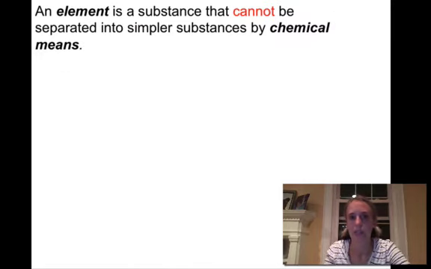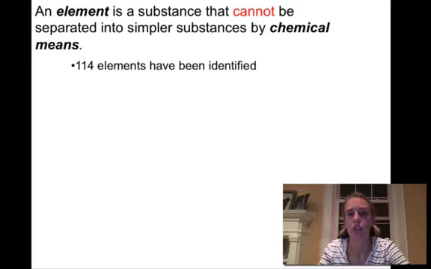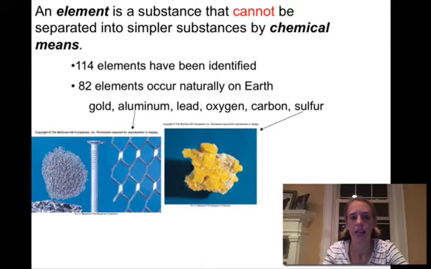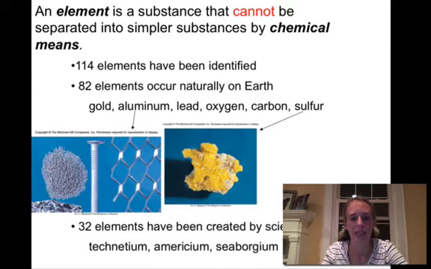An element is a substance that can't be separated into simpler substances by any chemical means. And so this is our very basic unit that we will talk about a lot in chemistry. There are 82 elements naturally occurring on Earth, including gold, aluminum, lead, oxygen, and some pictures of a few of these elements. And then there are 32 elements that have been created by scientists, including technetium, americium, seaborgium. These are all elements that have been created in nuclear processes.